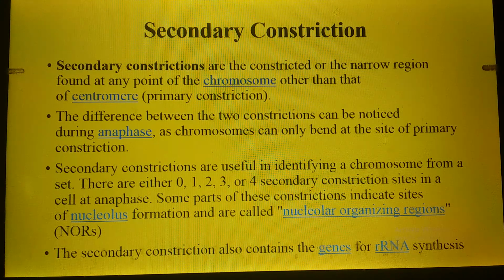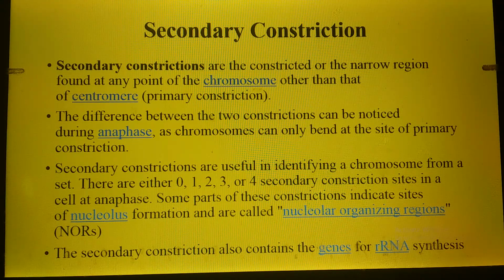The nucleolus, which is present in the nucleus, which is the ribosome factory. You people are familiar with the nucleolus. I will discuss the nucleolus in detail in cell biology. So the nucleolus is present in the nucleus, and this nucleolus is produced or formed, or organized, by the secondary constriction. So they are known as nucleolar organizing regions. They are known as nucleolar organizing regions, NORs.